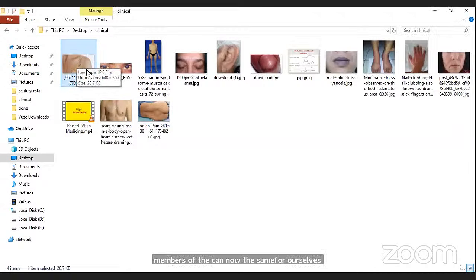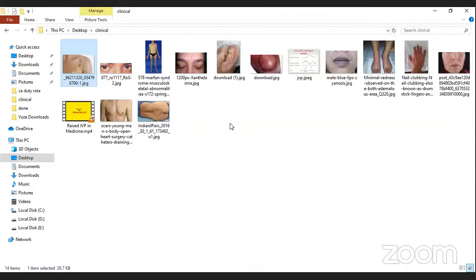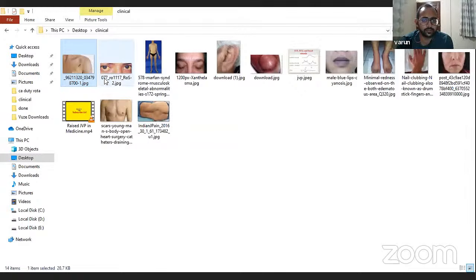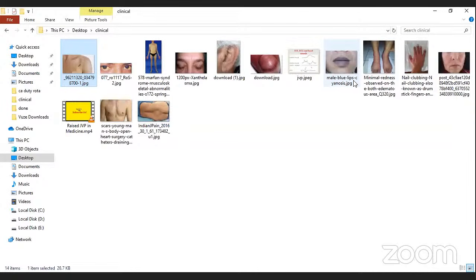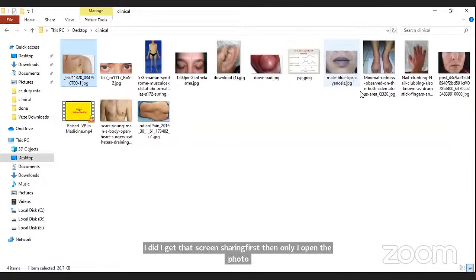So when you're sharing the screen, if you use this share screen option instead of files or something, then you will be able to open the video or the picture, sir. I did execute the screen sharing first, and only then I opened the photo. Usually it will be visible if you do it that way. Could you just try it once again, sir? Because on YouTube the pictures will not be visible at all, sir. Okay.